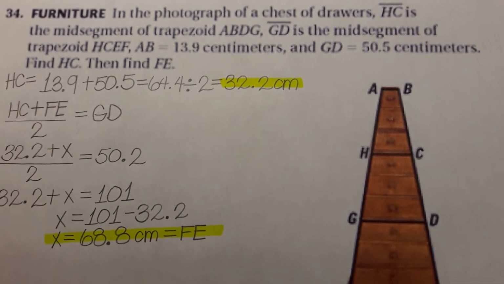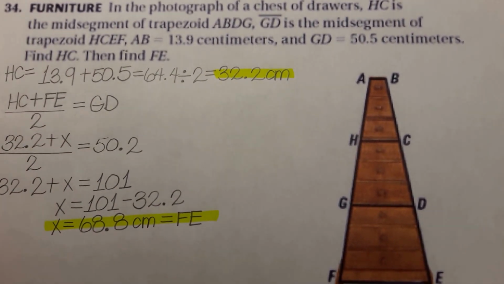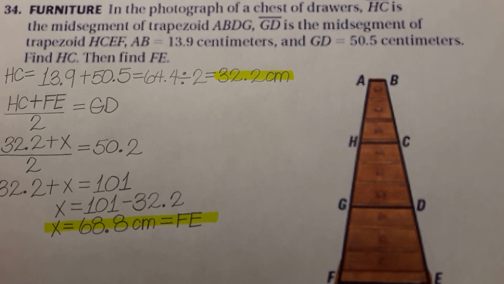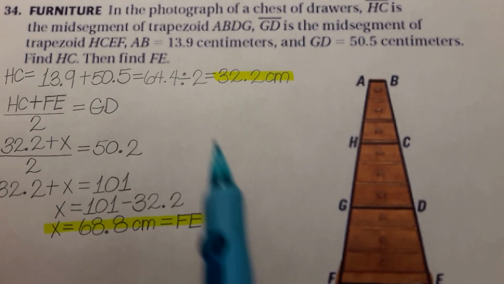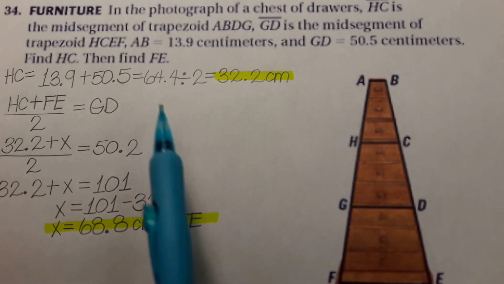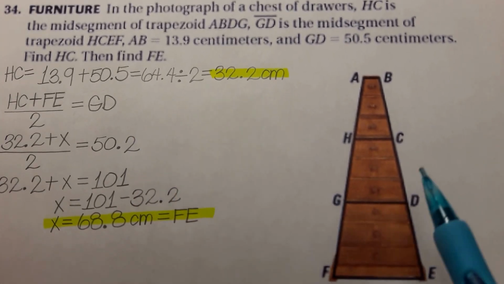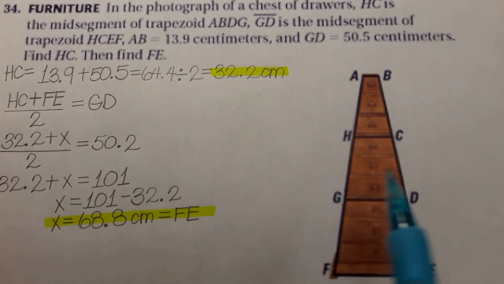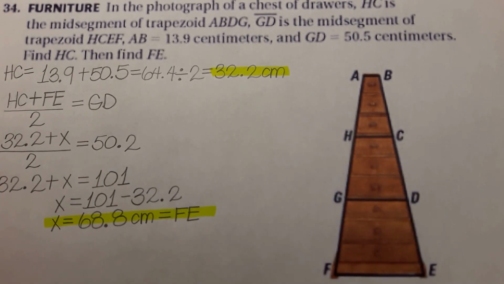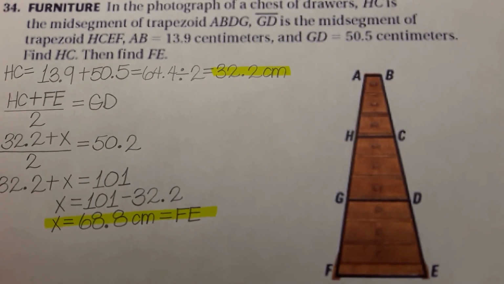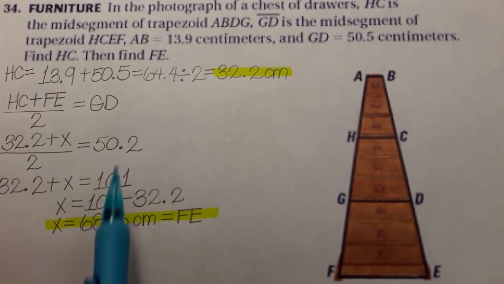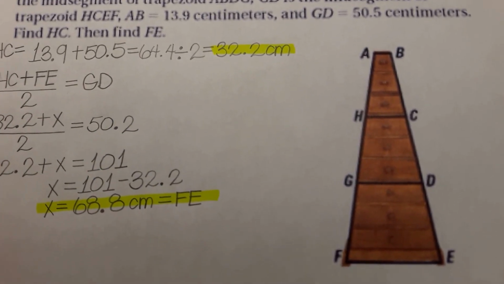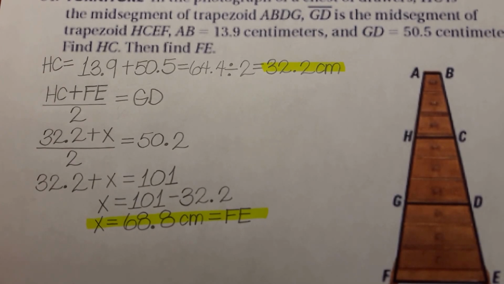So if you notice, I did it a little differently from the two previous problems. I just kept it very basic. When I add these up, I get 64.4, and I divide by 2 to get my mid-segment, which will be 32.2 centimeters. So that would be my answer for HC. Now on this one, I did do a little bit more work.